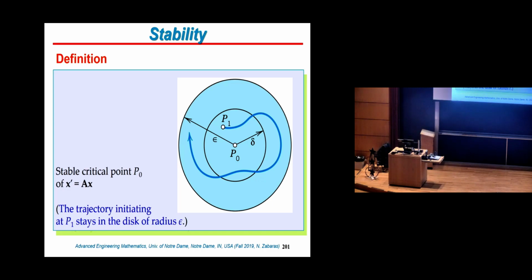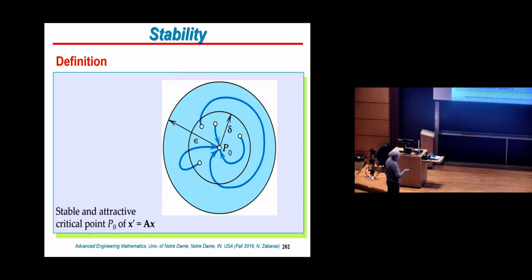So basically, if you start somewhere in the neighborhood of P0, sometime later, you're going to be in the neighborhood of P0 as well, right? This is what we call stability in general. Now, how about asymptotic stability?